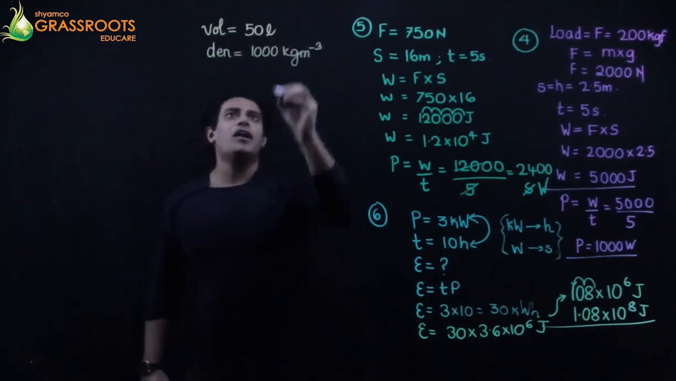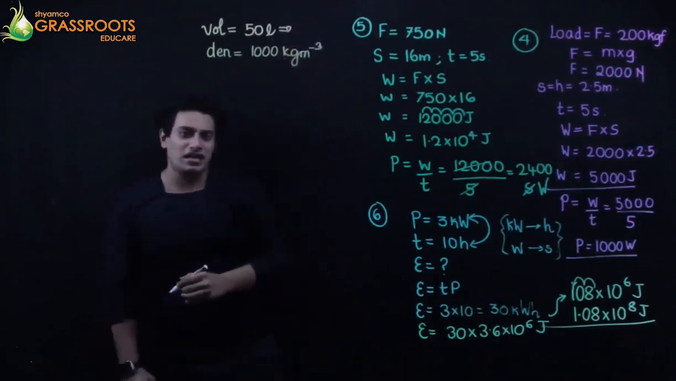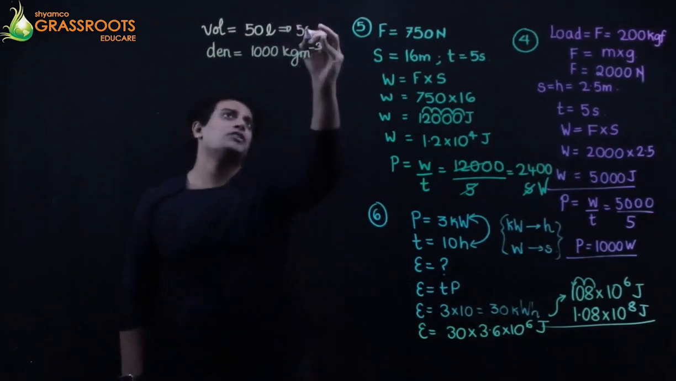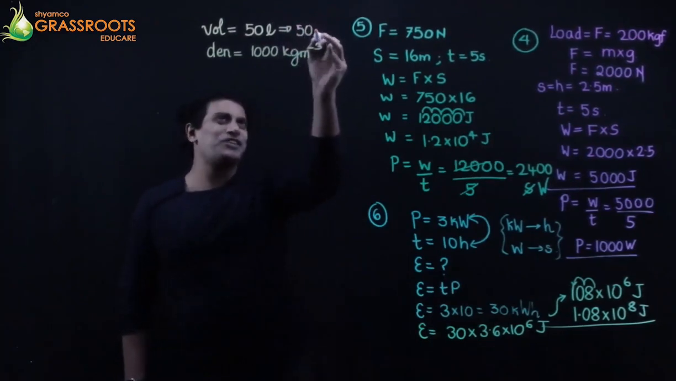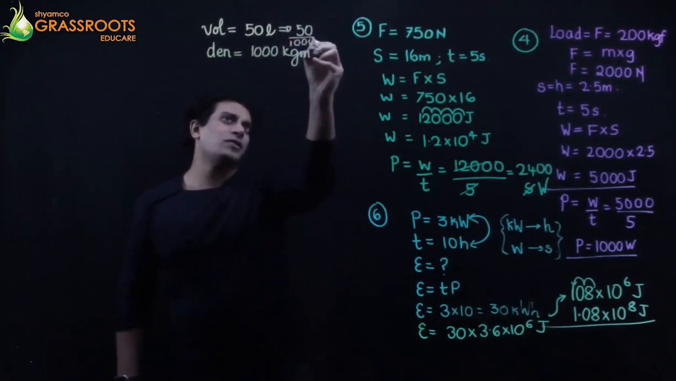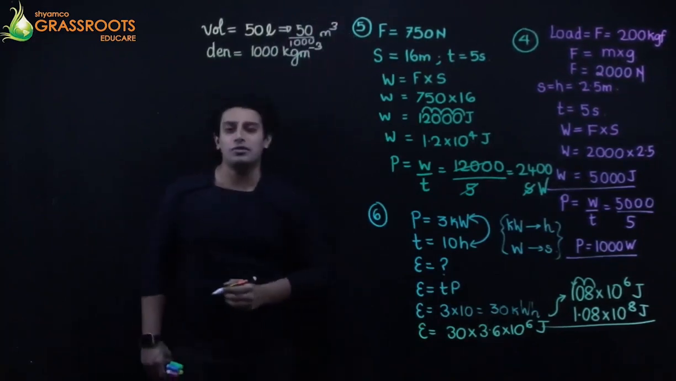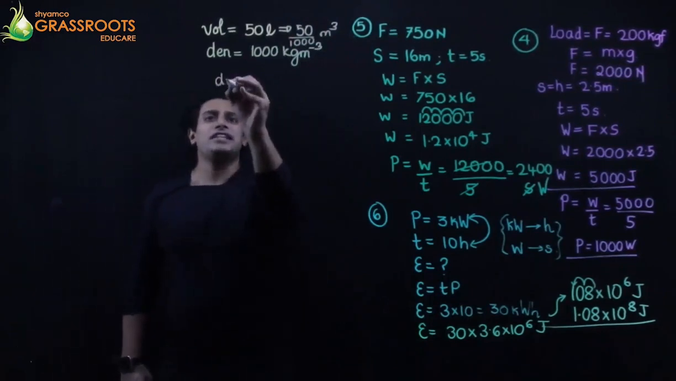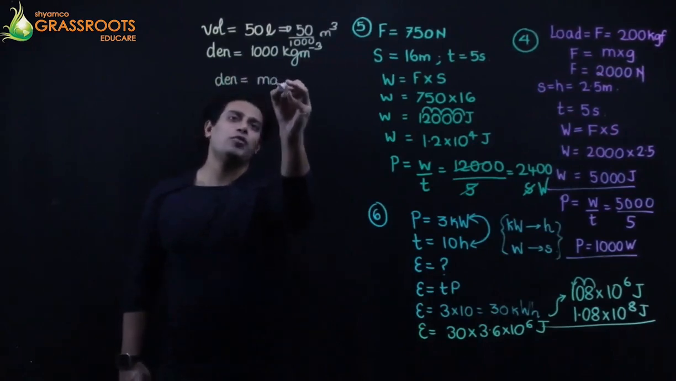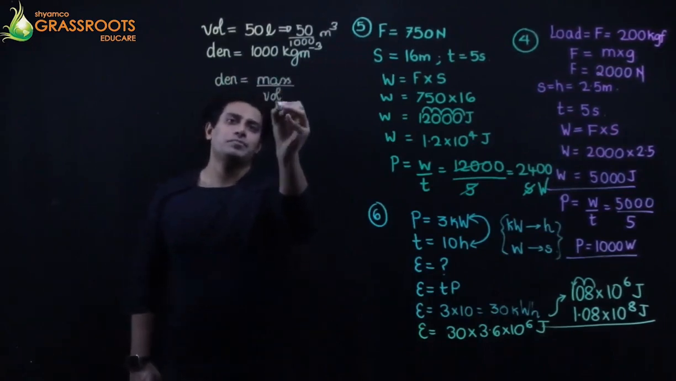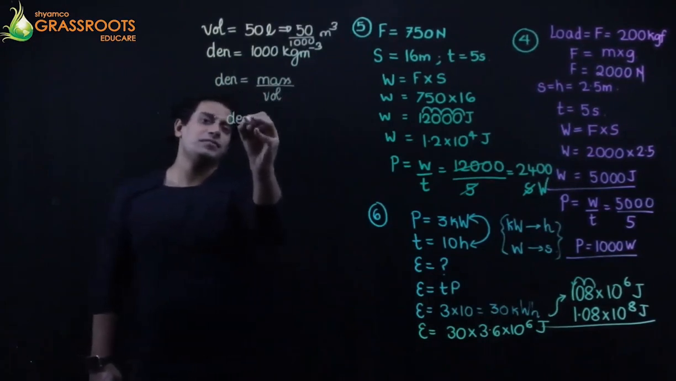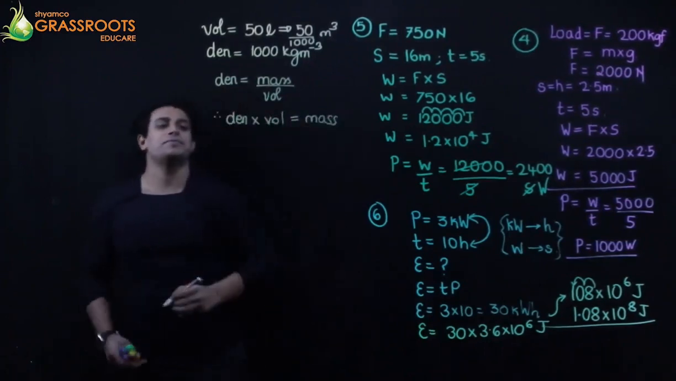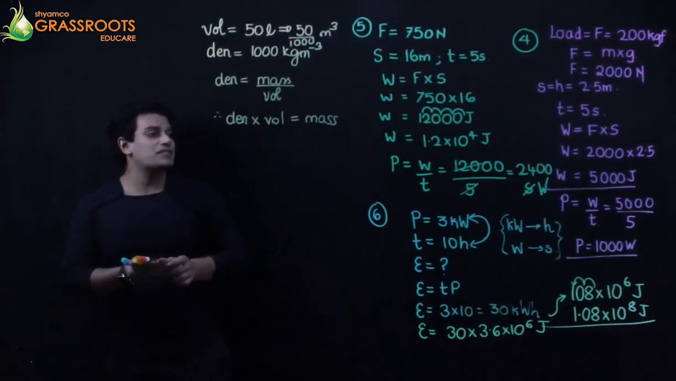Always remember, if you want to convert a liter to meter cube, divide by 1000. So it is going to be 50 upon 1000 meter cube. This is the conversion from liter to meter cube. Divide by 1000. Density is mass upon volume. So density into volume is equal to mass.